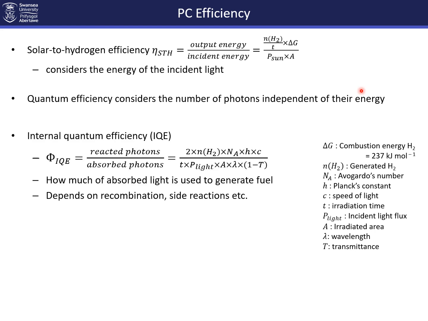There's two types in which to calculate the quantum efficiency. One is the internal quantum efficiency, or IQE. It's the number of reacted photons divided by the number of absorbed photons. So basically it tells you how much of the light that I'm absorbing is actually used to generate fuel. So if the charges recombine, they don't create fuel, so the efficiency goes down. So it's a good measure to give you information about recombination or side reactions, such as back reaction or anything else that could happen.